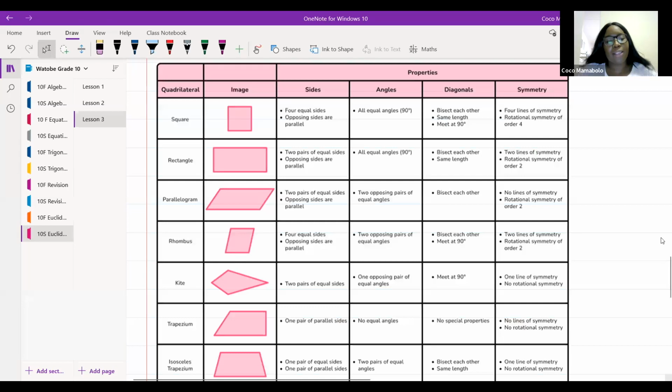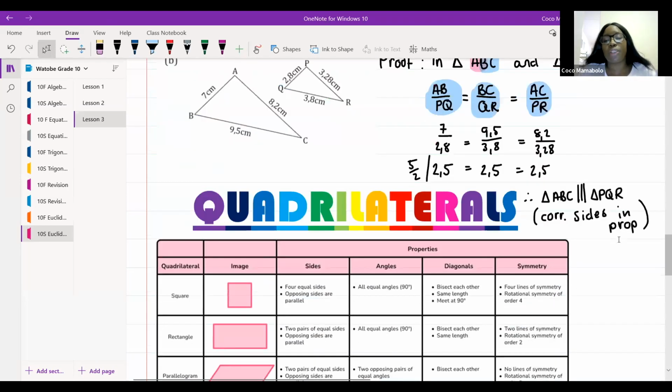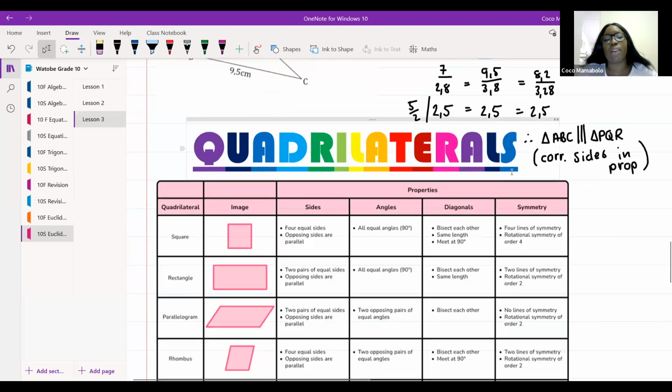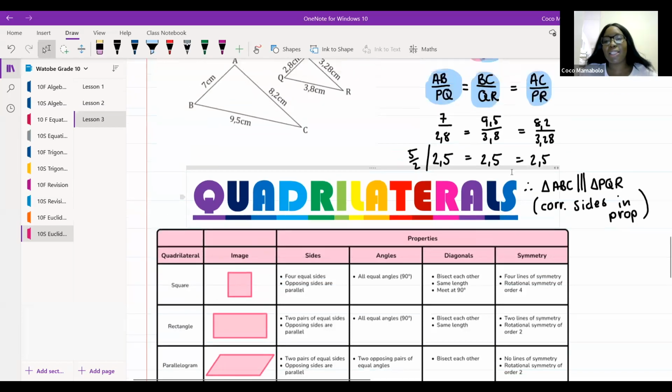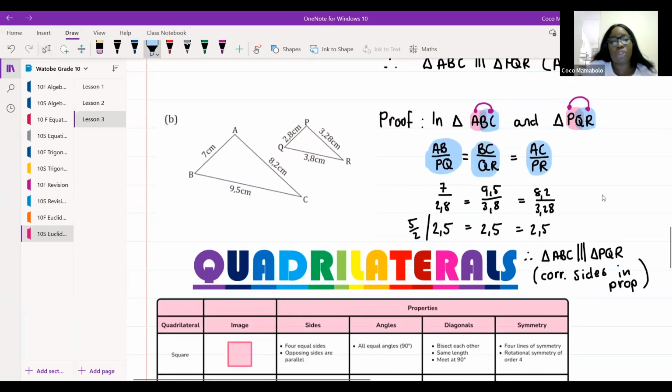Charmaine says, ma'am, why is it corresponding? Okay, it's not just corresponding, Charmaine, it's corresponding sides. What I'm actually saying is that each side corresponds to another side. So side AB corresponds to PQ, BC corresponds to QR, and AC corresponds to PR.